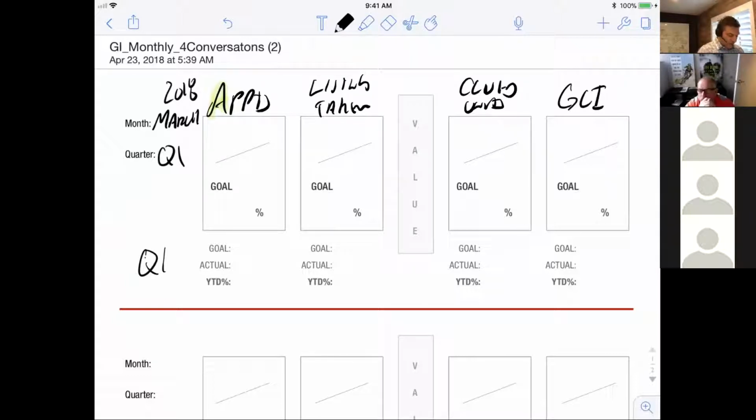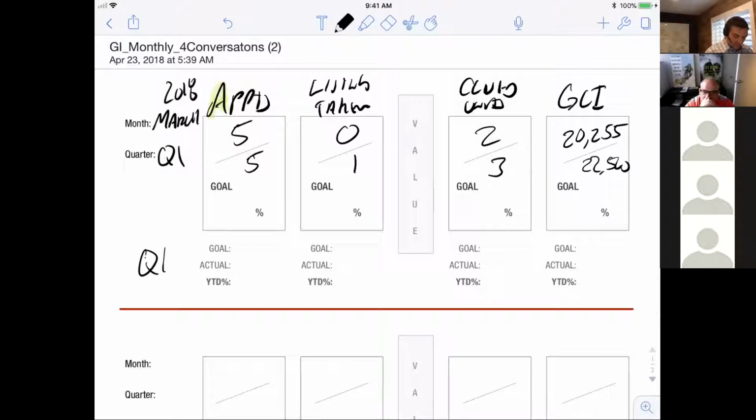Now, what I want to do is say, okay, for March of 2018, I'm going to look at how I'm doing in relation to my goal. So we know for this agent, her goal was 5 appointments, 1 listing taken, 3 closed units, and 22,500 in GCI. Those were the goals that she set for March before March started. Now, this is where she ended up at the end of March. She got her 5 appointments. She did not take any listings. She did close 2, and she had a gross commission income of $20,255.